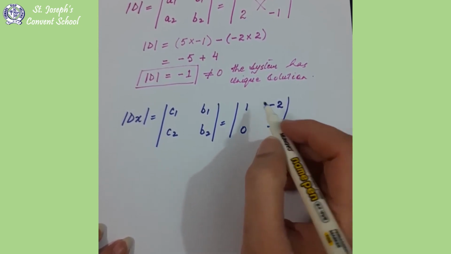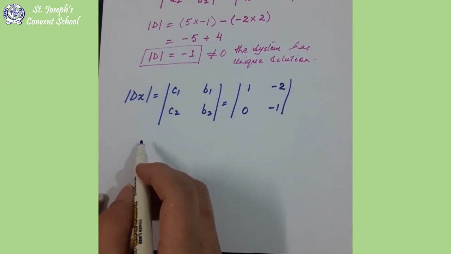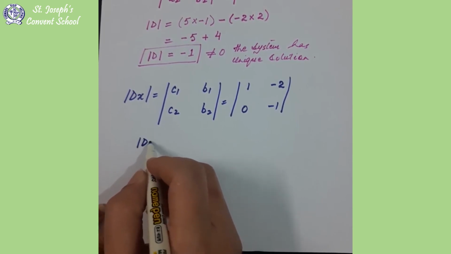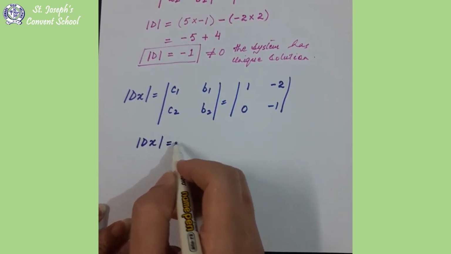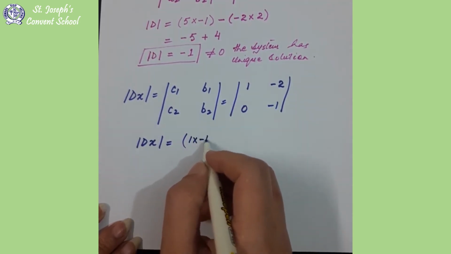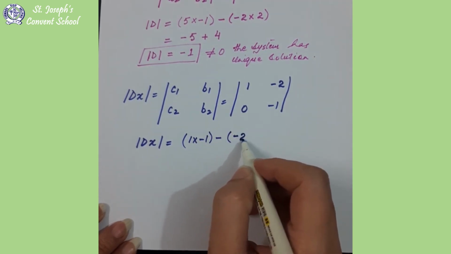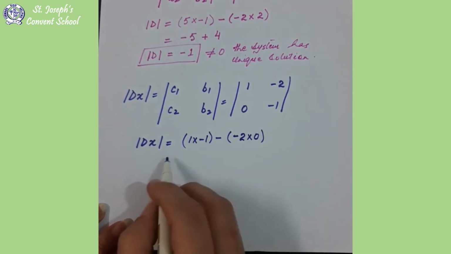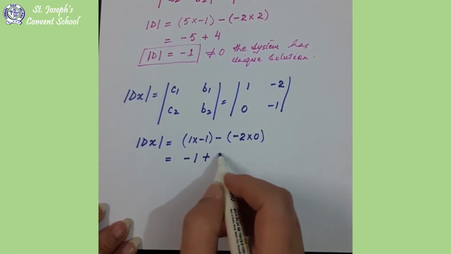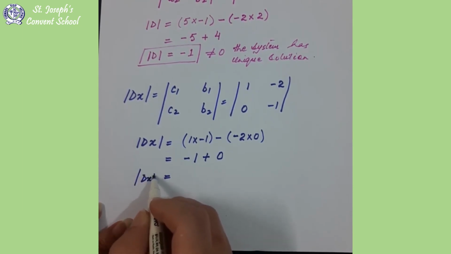Now find the determinant of it. Okay, let's find the determinant Dx. Dx equals, cross multiply: 1 into minus 1, then minus sign, minus 2 into 0. Solve it, you'll get minus 1, minus minus plus 0. So Dx is minus 1.